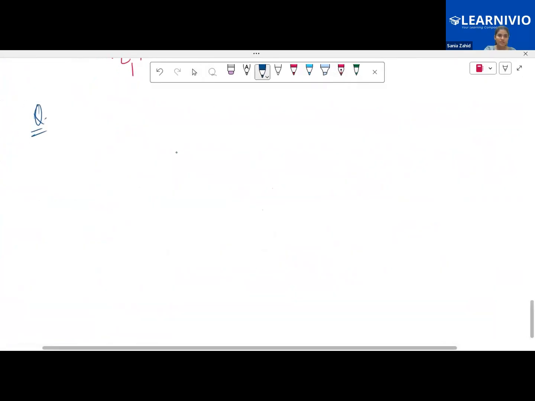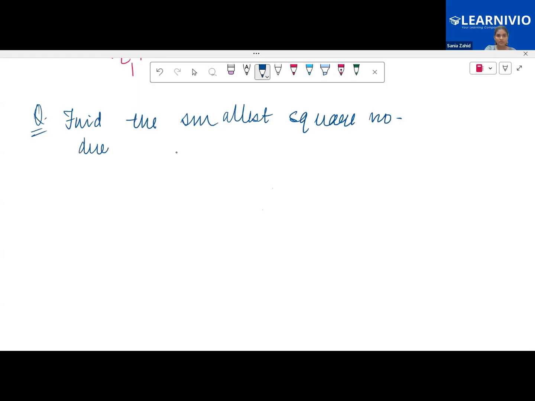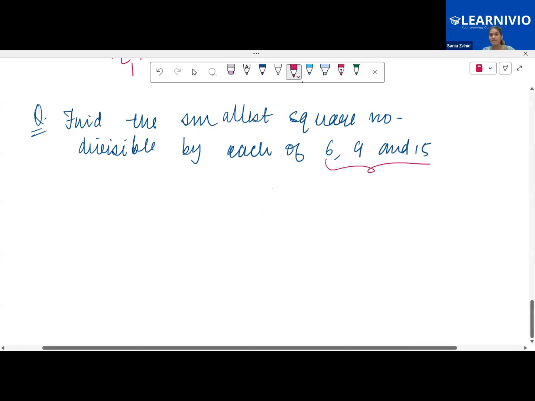The next question says, find the smallest square number divisible by each of 6, 9, and 15. So you have a set of given numbers 6, 9, and 15. And now you have to tell me the smallest square number.